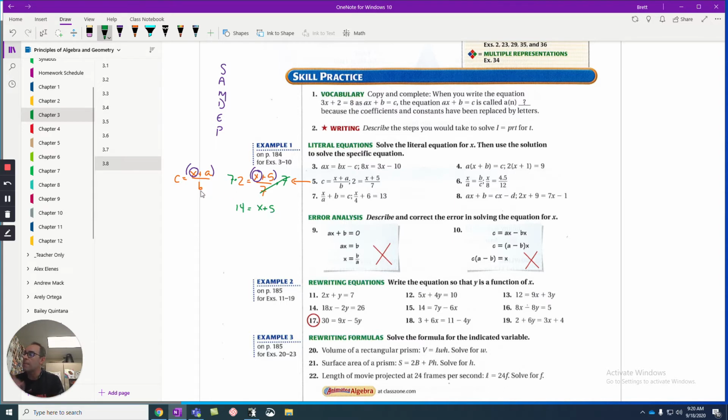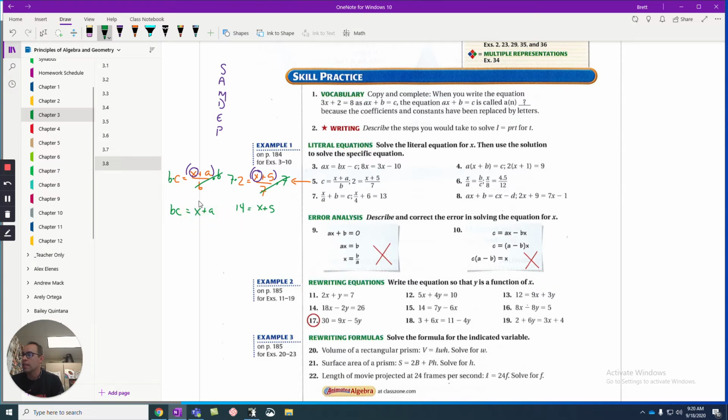I'm going to do the same thing I just did with the numbers over here in the variable version. I multiplied by whatever was in the denominator. So again, I'm going to multiply by whatever's in the denominator, which is b. So times b on both sides. Over here the b's cancel just like the 7's canceled. And I get bc, whatever that is, it's b times c, equals x plus a.